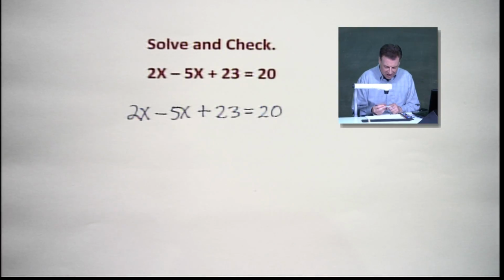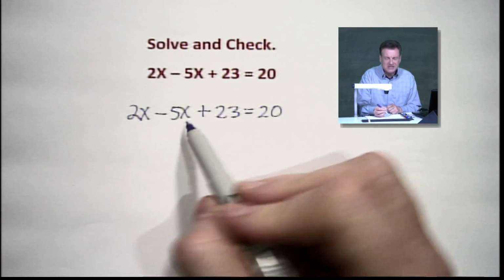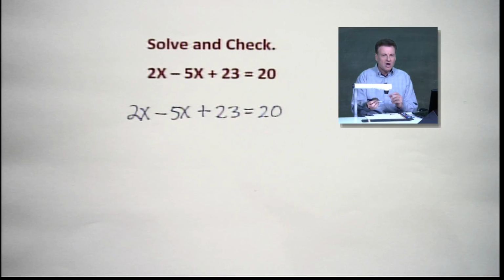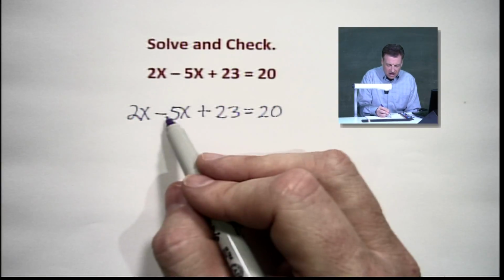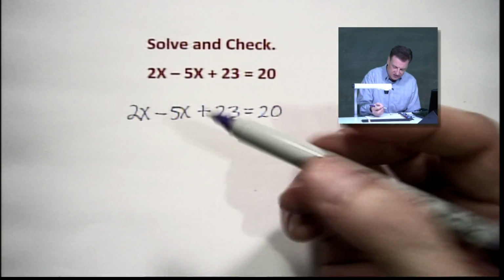I know. But now let's see. We've got 2x minus 5x. Ooh, those look like they could go together. They actually do because they're like terms. So a 2 minus 5, that puts us into a negative situation.